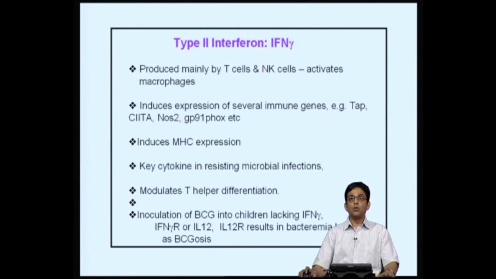Perhaps the most important role of interferon gamma is seen in patients given BCG, which is a live vaccine given to prevent tuberculosis. If this live vaccine is given to children that lack interferon gamma or its receptor, or IL-12 or the IL-12 receptor, it results in bacteremia known as BCGosis. So, one of the primary roles of interferon gamma is boosting immunity against intracellular pathogens.